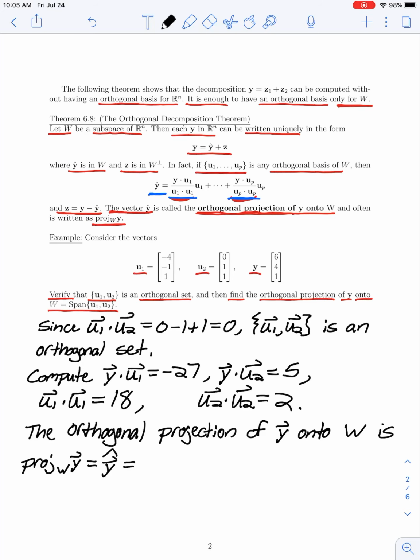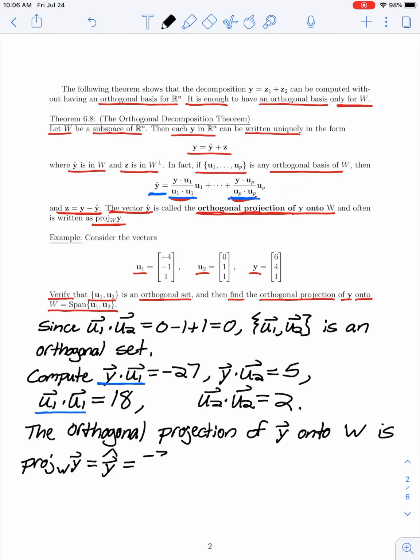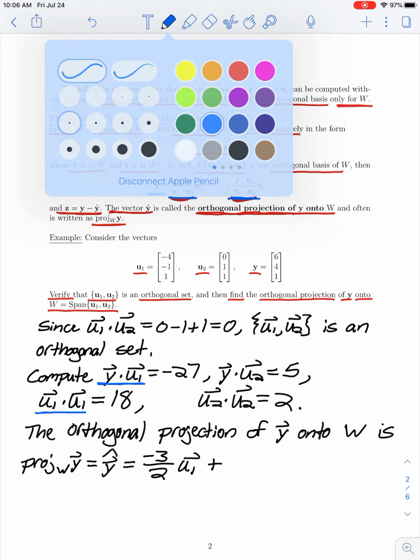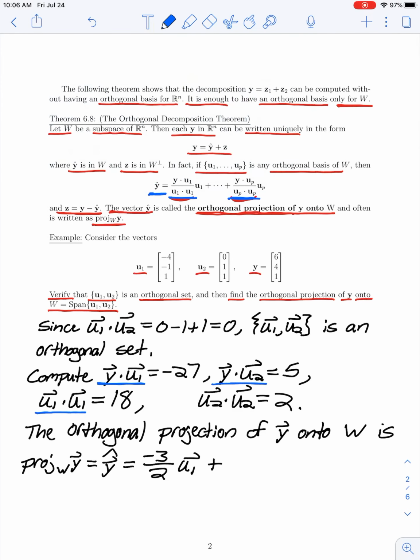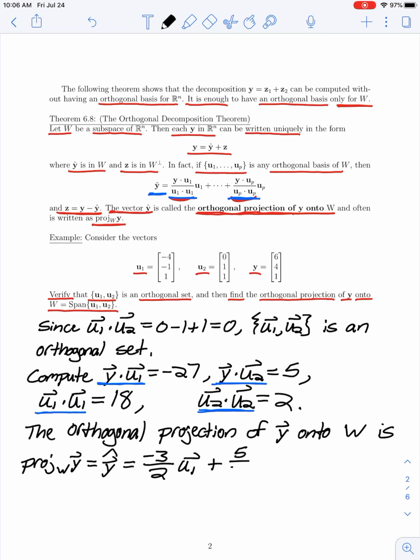So our first component, or our first weight, is the quotient of the dot product of y with u1 divided by the dot product of u1 with itself. So we would have negative 27 over 18, or negative 3 halves of our basis vector u1. Plus, for our second weight, we would have the quotient of the dot product of y with u2 divided by the dot product of u2 with itself. So that would be 5 halves of u2.